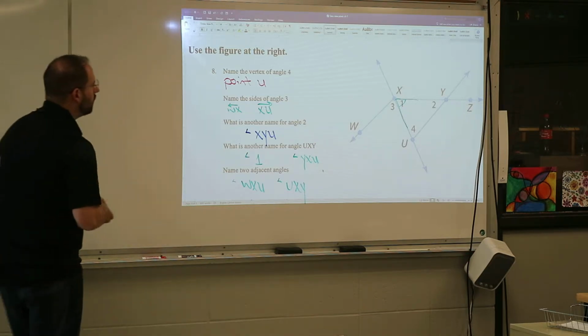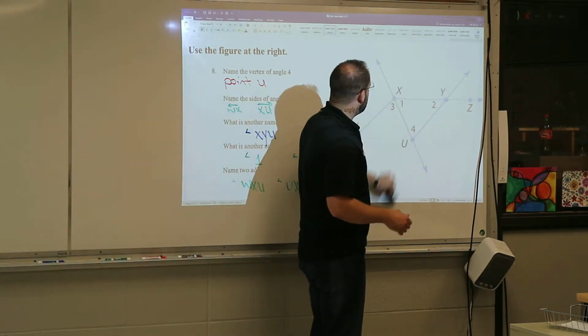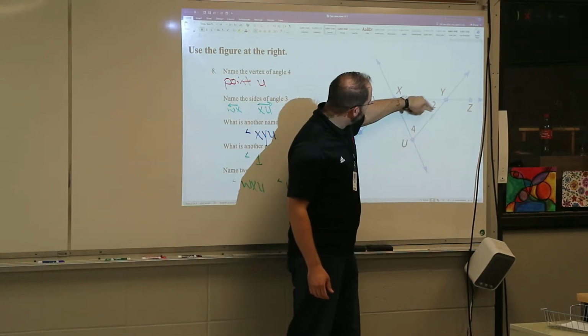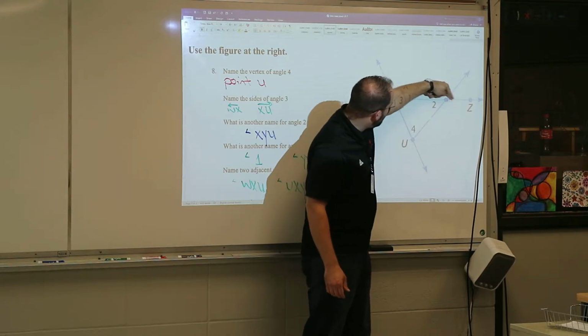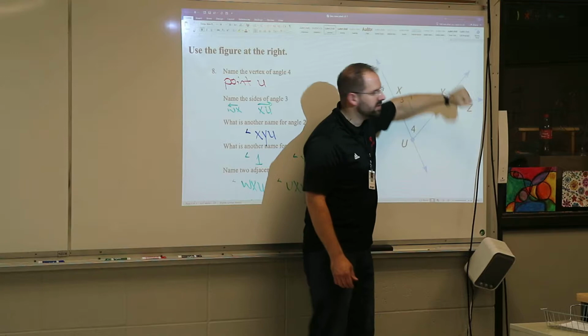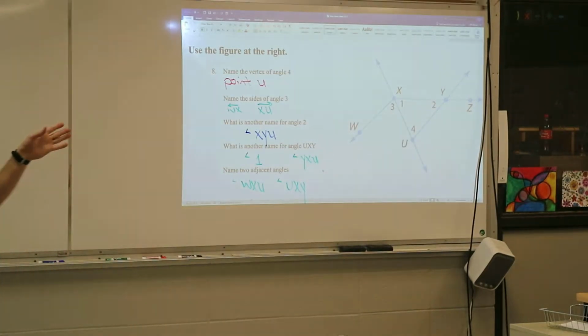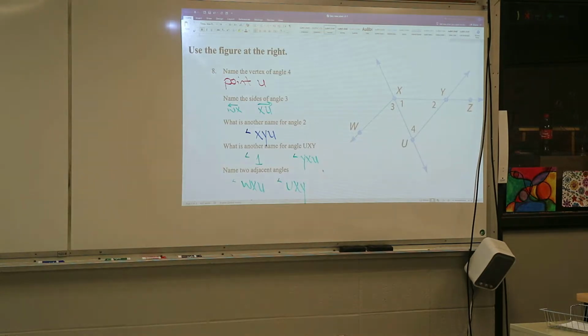WXU and UXY. You can use other letters. You could have used angle 2 and the one that's over here, which is UYZ. These are these two, angle 2 and UYZ. Those two are adjacent. Adjacent angles just are two angles that are side by side. That's all it is. So 3 and 1 would have been probably the easiest way to do it.